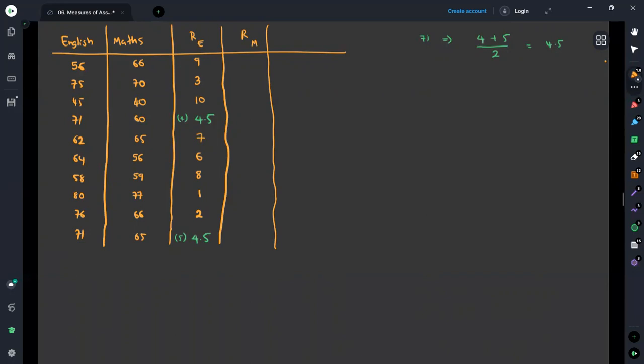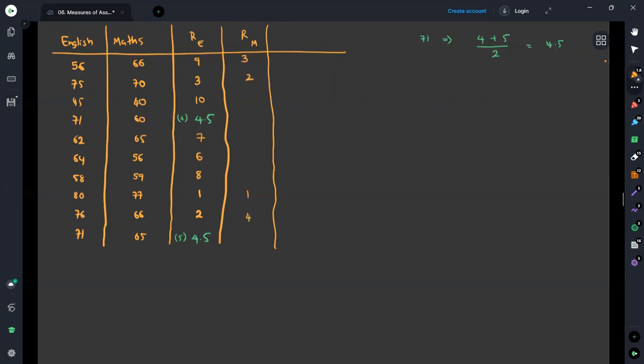In a similar way, we can apply it for the rank of mathematics. Here we take the first value. The highest value is 77, so it gets rank number 1. Then the next highest value that we can see is 70, and we allocate rank 2. Then the next highest value is 66, which is rank 3. And the next highest value is again 66.